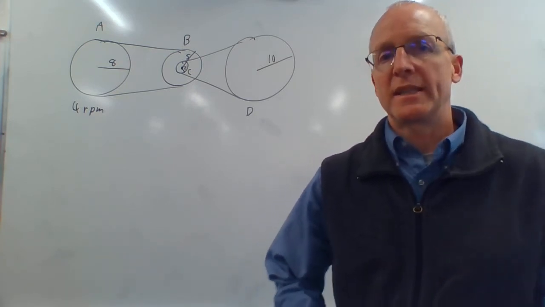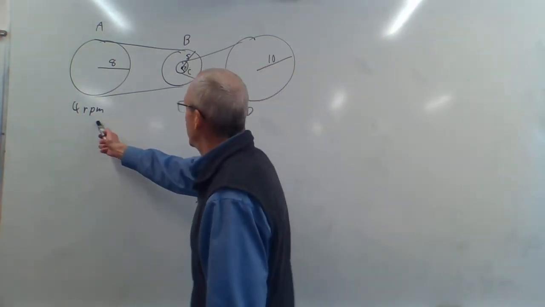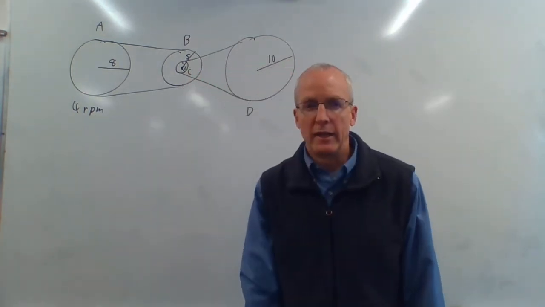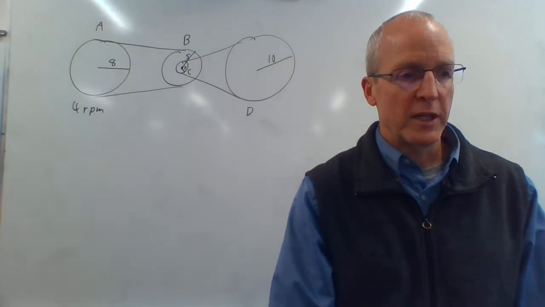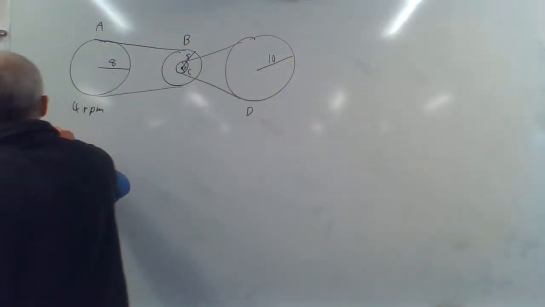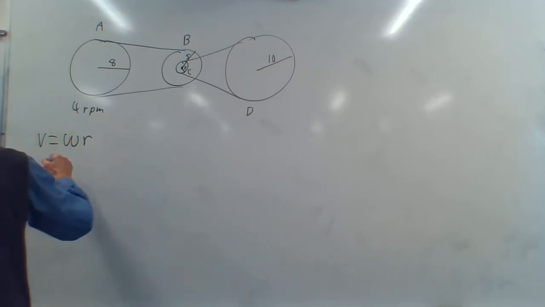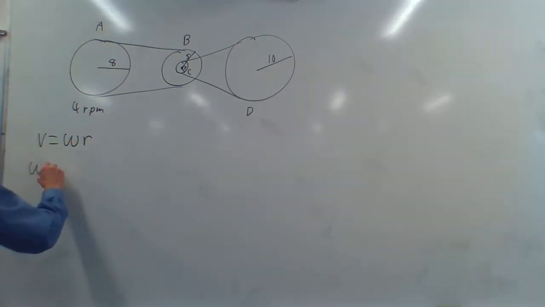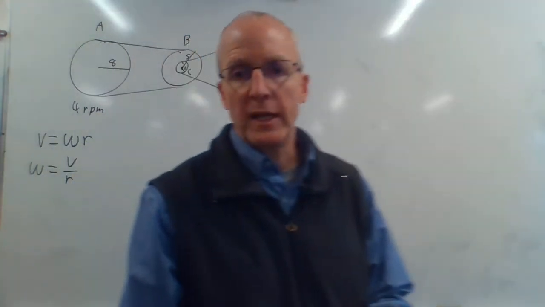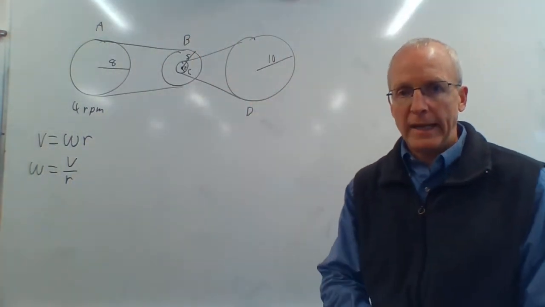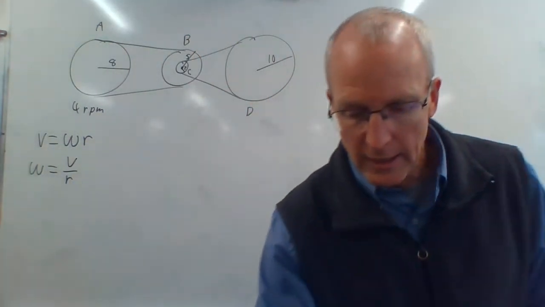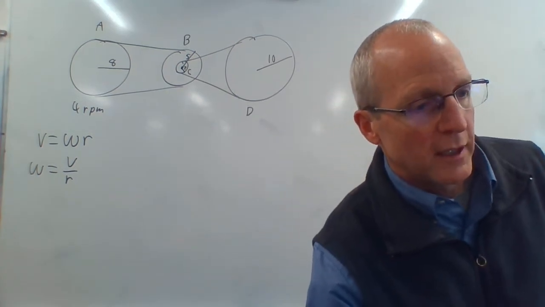All right, so basically what you do is you start here and you work your way over to here. And there's really only one formula we're going to use the entire time, and that is that the velocity is omega r, or we can solve for omega. The omega is equal to the velocity divided by r. We're just going to use that same formula, but I can do the algebra 2 different ways.